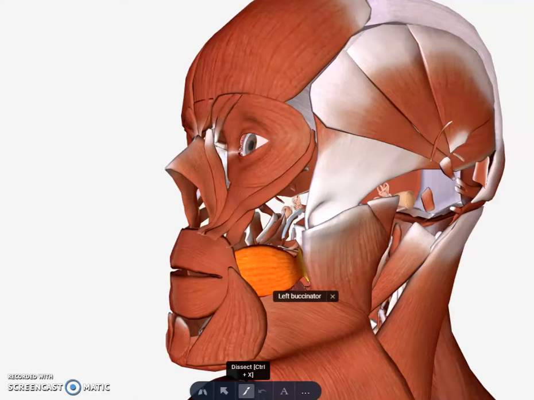This is the buccinator. It compresses and contracts the cheeks and helps with chewing. The origin is the maxilla and mandible. The insertion is the orbicularis oris.